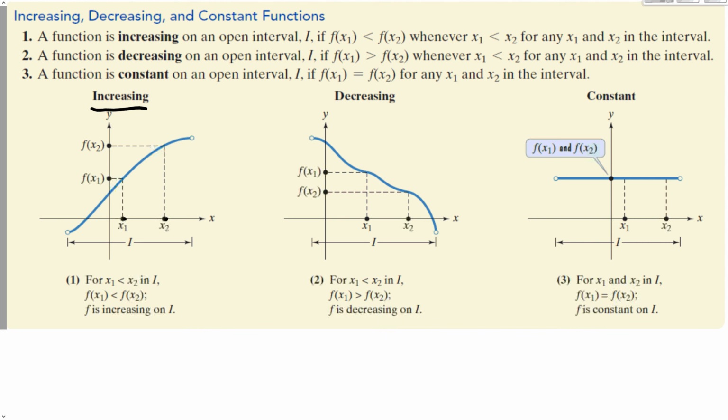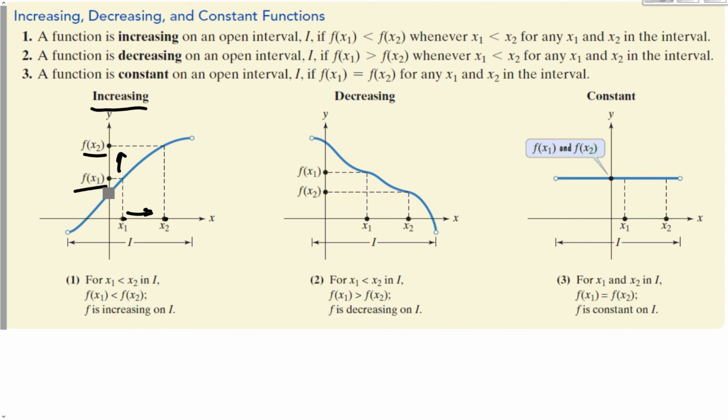That's how our graphs move left to right, so we want to look at our points from left to right as well. Notice that f of x1 is less than f of x2, right? As you go right, the graph outputs go up. That is an increasing function.